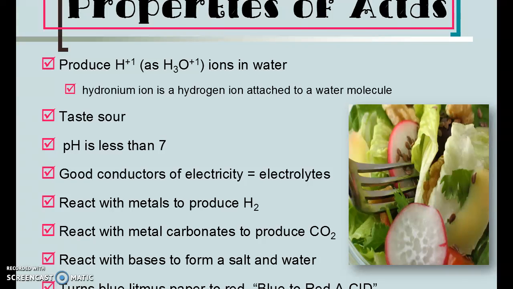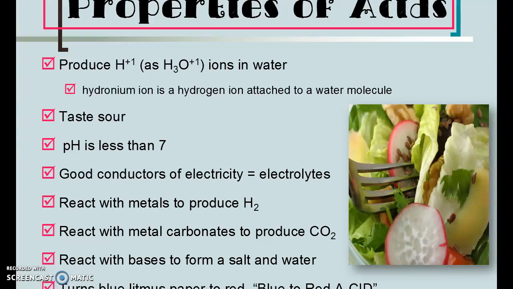Okay, so some of the properties of acids, we've discussed these. So they produce H+ ions in water. That is called a hydronium ion, and the correct way to write that is H3O+, but you will see it interchanged as H+ and H3O+ because actually a water molecule is picking up the hydrogen ion that's being donated. Taste sour. Their pHs are less than 7.